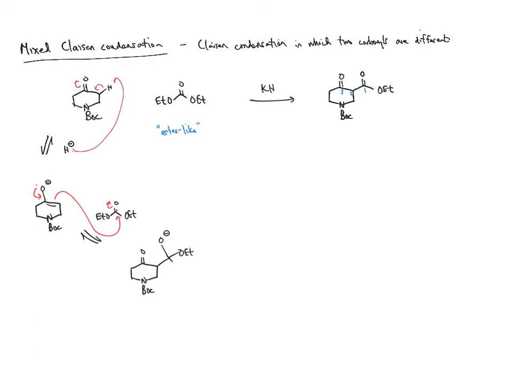And this new tetrahedral intermediate can collapse with loss of a leaving group. The leaving group this time will be the ethoxide. Right? So the only leaving group that you have available is ethoxide, so ethoxide leaves. And then you get a new 1,3-dicarbonyl.